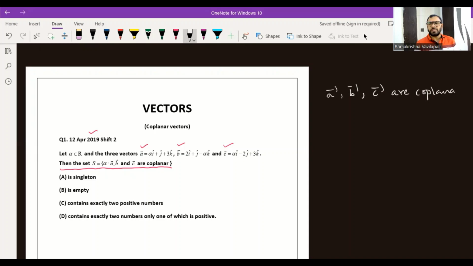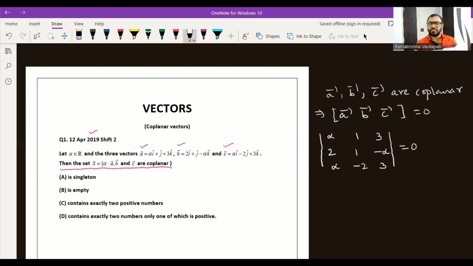So this implies box of A bar, B bar, C bar equal to 0, which means that simply the determinant of these three vectors is 0. So you write the determinant. What is the first vector? Alpha, 1, J component, K component 3. Second vector 2, 1 minus alpha. Third vector alpha minus 2 and 3 equal to 0.